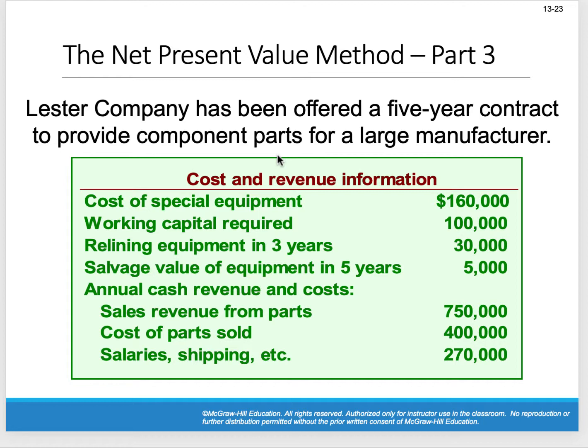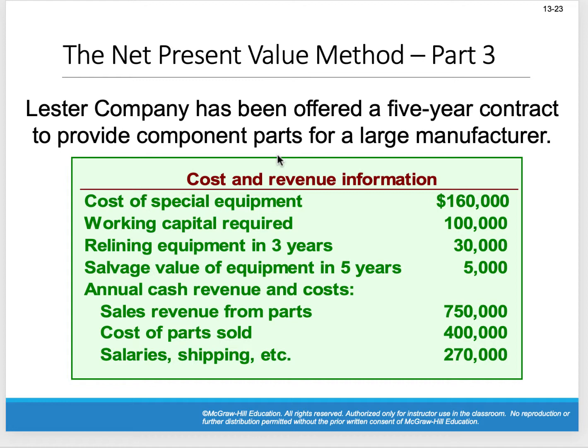Okay, so Lester Company has been offered a 5-year contract to provide component parts for a large manufacturer. Hey, this sounds great, right? We got a 5-year contract. Well, I need to consider, should I do this? Obviously that's the choice. But how do we do that? Well, we look at all the cash inflows and all the cash outflows that are going to happen in the future, and we bring them back to today's dollars.